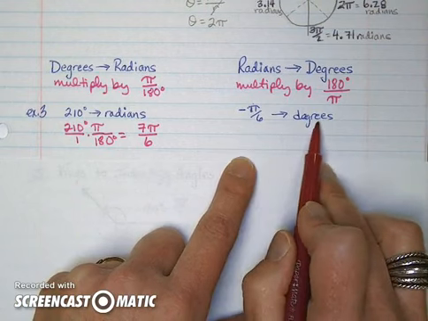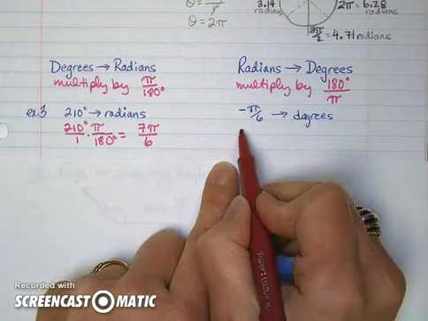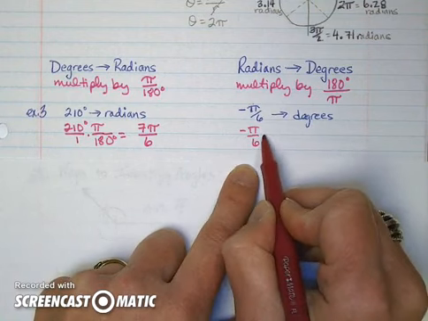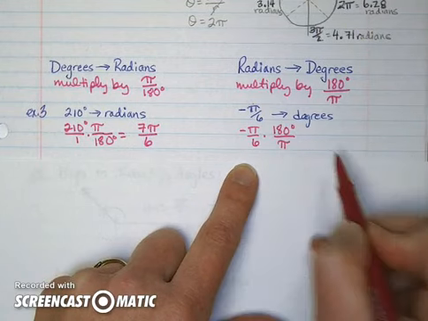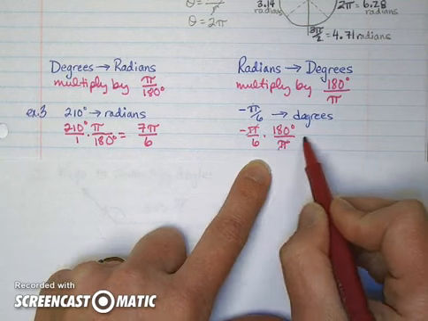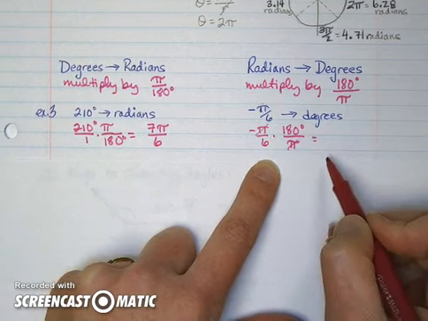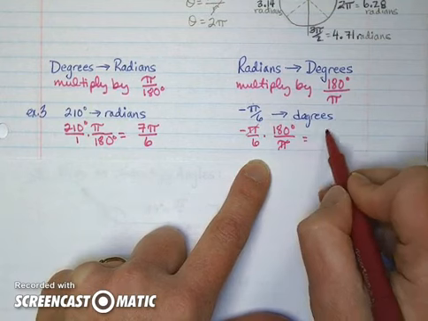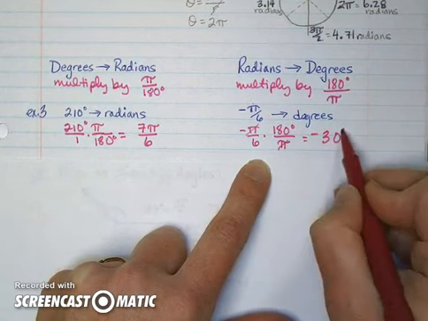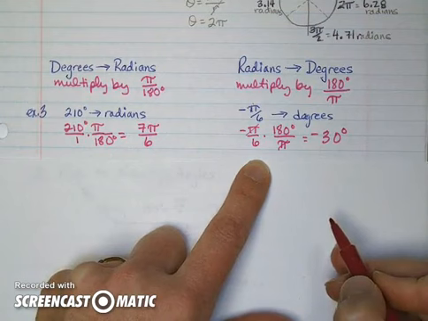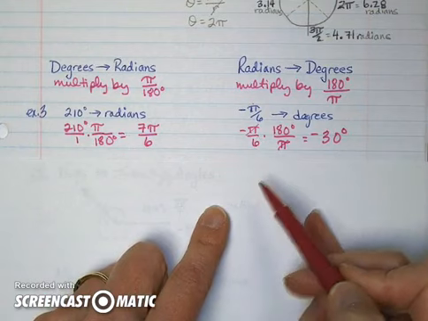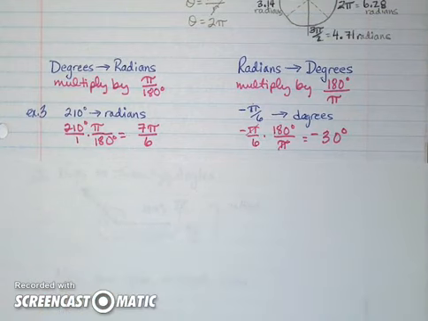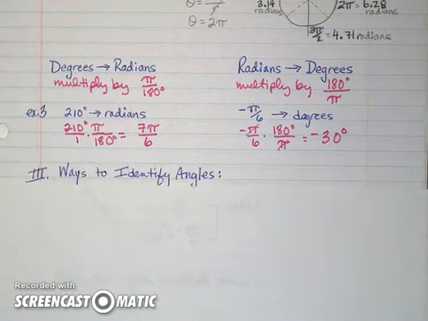I want you to write that in degrees. So we have negative pi over 6, and we're going to multiply that by 180 degrees over pi. Well, our pi's will cancel, and that's what we want to happen so that we are left with degrees. 6 into 180 is 30. Don't forget your negative. So that is negative 30 degrees if I go in a clockwise direction down to pi over 6. That's a negative 30.